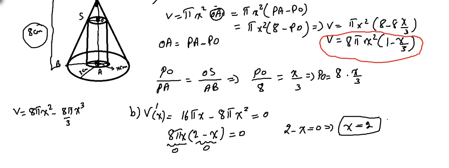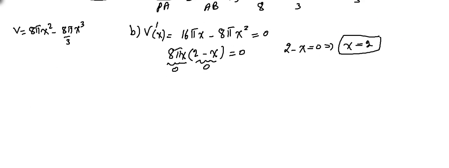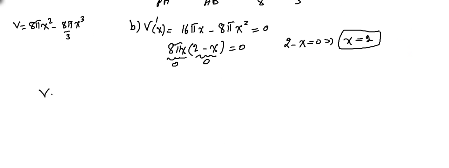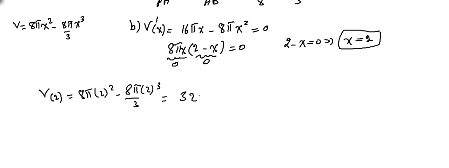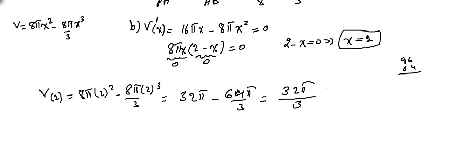x equal to 2 gives the maximum value the volume can get. Substituting x equals 2 into the volume, V of 2 is 8 pi times 2 squared minus 8 pi times 2 cubed divided by 3, which is 32 pi minus 64 pi over 3. 96 minus 64 is 32, so the final answer is 32 pi over 3. This is the maximum value that the volume can get.